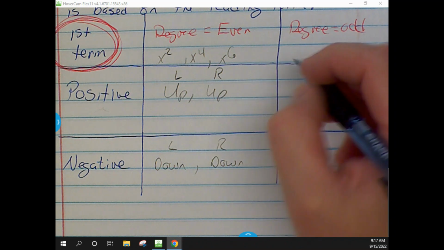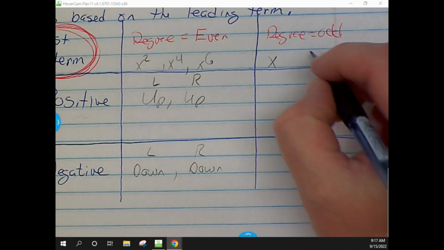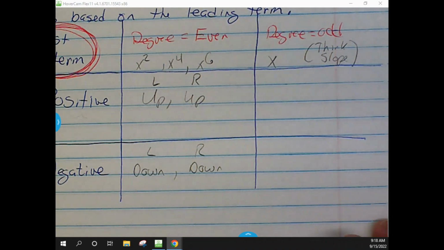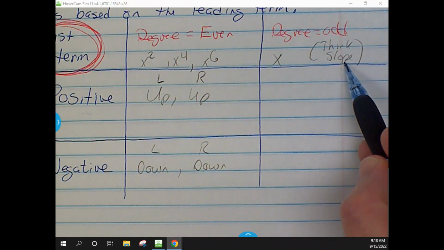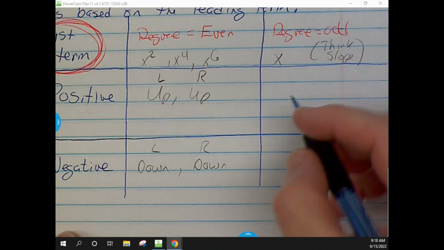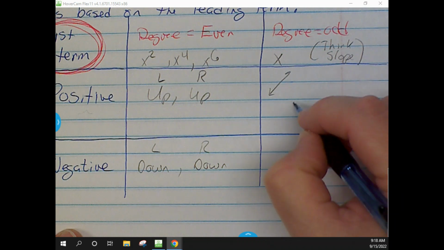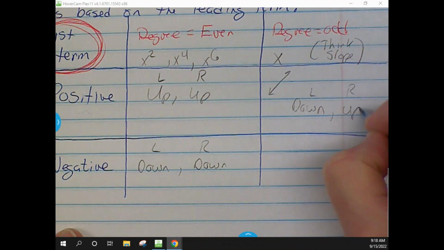Okay, and then if the degree is odd, if it's just x to the first power, for this one, think slope. Whenever your degree is odd, think slope. If you have a positive slope line, what does it look like? You do the airplane thing, right? If it's a positive slope line, you know that the right side is going to go up and the left side is going to go down. So in that case, it's going to be down on the left, and the right side is going to be up.